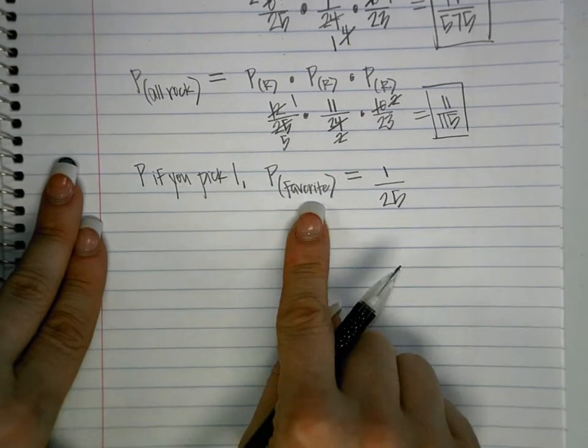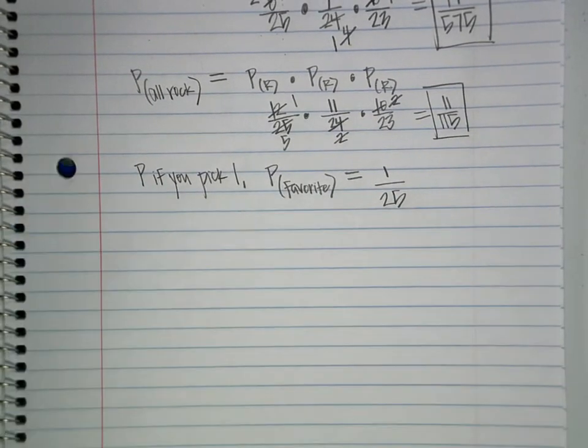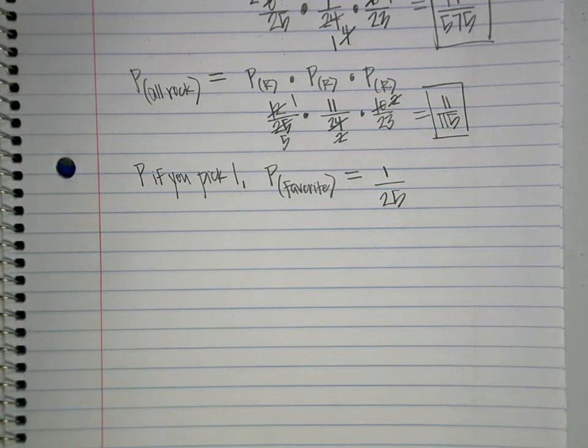Same thing happens as if I say if you pick it first, or what if I picked it third? It's still 1 in the total. Okay? Does not matter which place I'm asking for. It's still 1 in the total. Okay? Questions on how I did that?